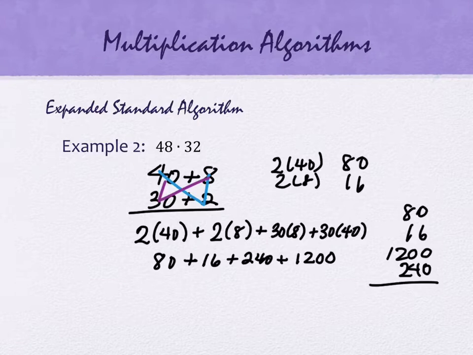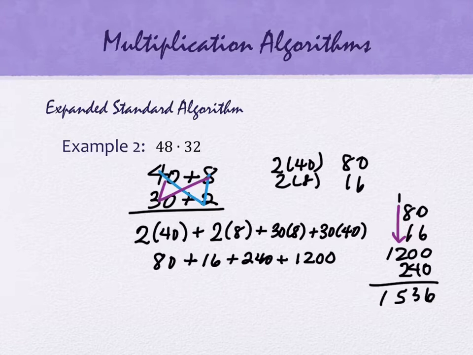I've got a lot of zeros in the ones column. That's a 6, and 3 zeros, so 6. 8 plus 1 is 9. 9 plus 4 is 13. So write a 3, carry a 1. Careful, because I got a lot of zeros here. I've got 1 plus 2, which is 3, and then my 1, so it's 1536. So the expanded algorithm is simply expanding the numbers, multiplying and adding.